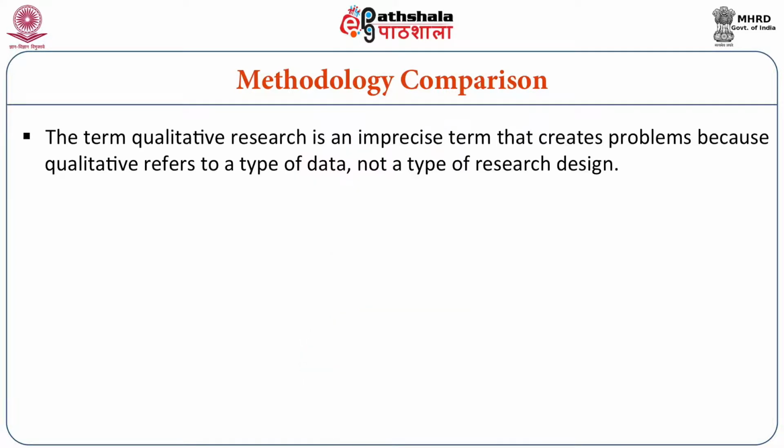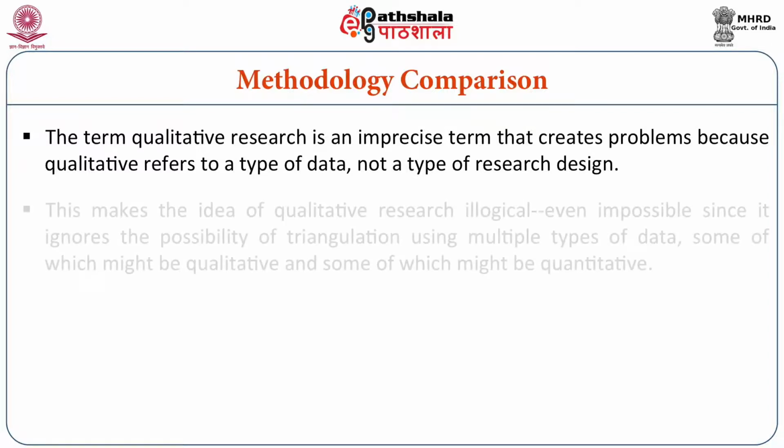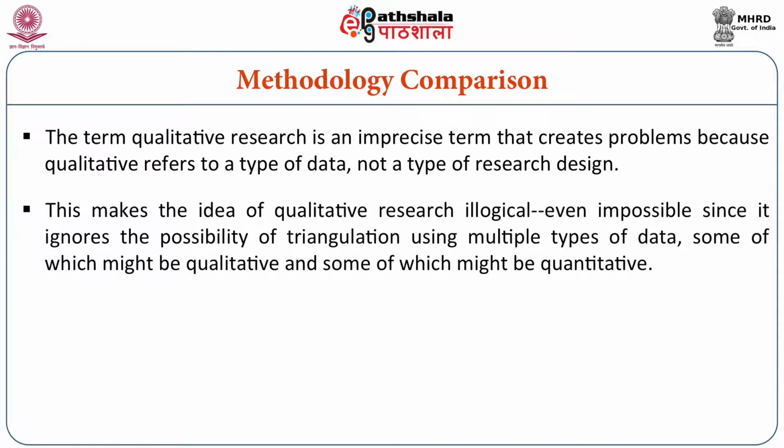The term qualitative research is an imprecise term which creates problems, because qualitative refers to a type of data, not a type of research design. So that creates objections. This makes the idea of qualitative research illogical, even impossible, since it ignores the possibility of triangulation using multiple types of data, some of which might be qualitative and some of which might be quantitative.